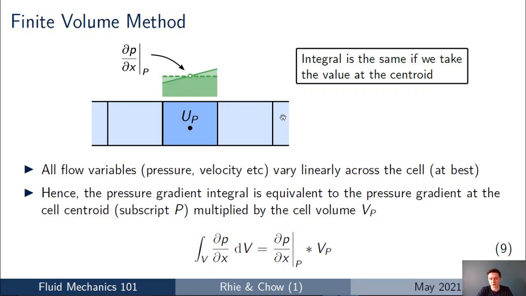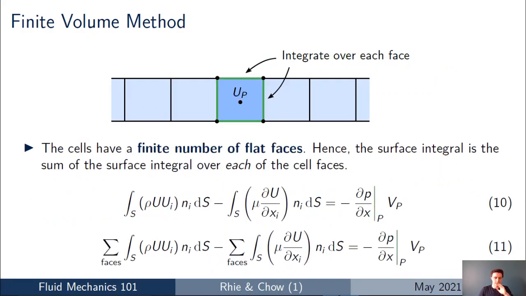So that allows us to write equation 9, where we've replaced the integral of the pressure gradient over the volume with the pressure gradient at the centroid multiplied by the volume of the cell. And that's a very useful simplification that we use in the finite volume method, and we're also going to use it a bit more in the derivation that follows. So we've looked at the pressure gradient term on the right hand side in equation 10, we've simplified that, and now what we're going to do is look at the convection and diffusion terms on the left hand side.